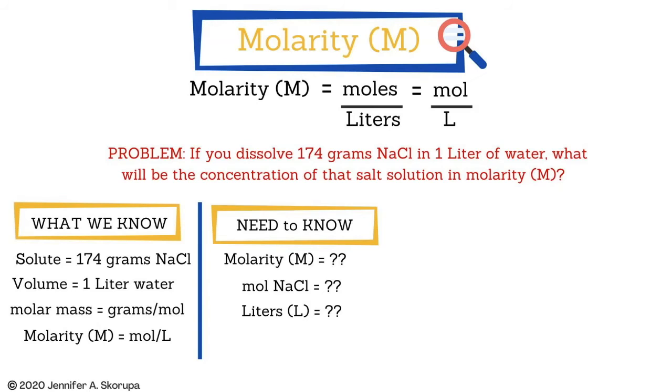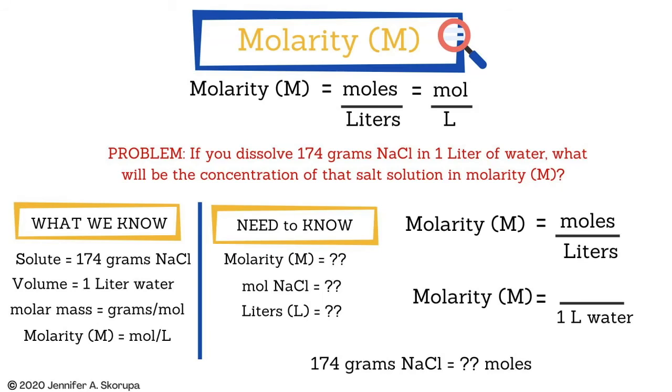Okay, so we need to figure out capital M, molarity. This means we need to figure out how many moles of salt we have and how many liters of solution. Well, we actually already know this one. We have 1 liter of water, so I will fill this in. We don't have to do any other calculating for this. But we do have to convert that 174 grams of salt into moles.